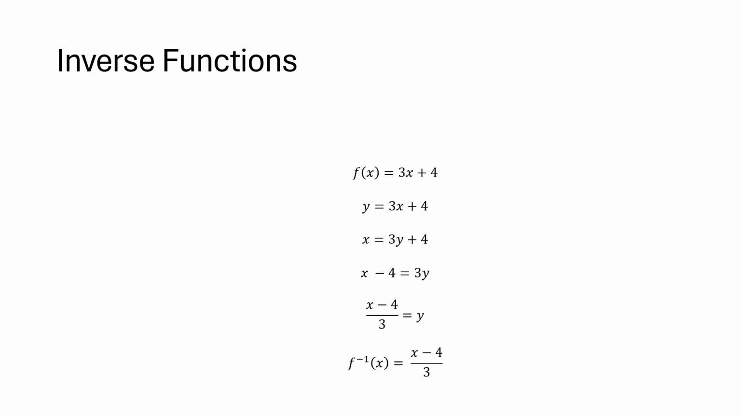This process reverses the original function, which multiplies the input by 3 and adds 4, by instead subtracting 4 from the input and then dividing by 3. In other words, the inverse undoes each step of the original function in reverse order.